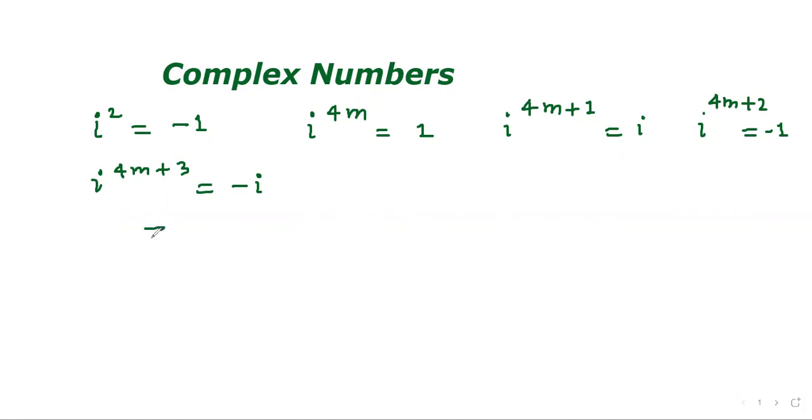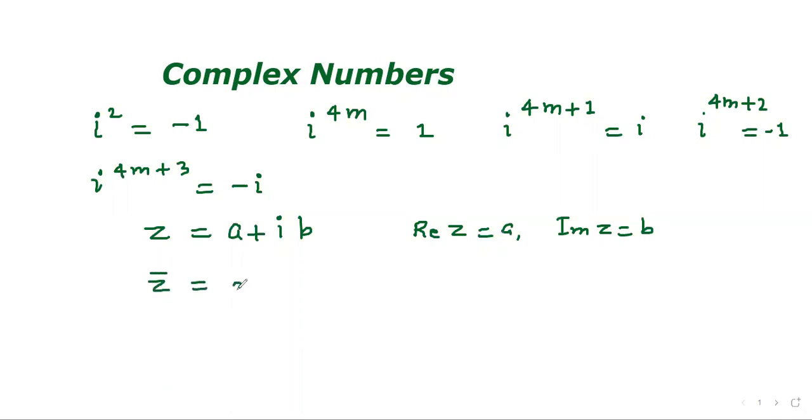Any complex number z is written as a plus ib or x plus iy, where a is real z and b is imaginary z. Complex conjugate z bar is written as a minus ib. If we multiply z by z bar, we will get a square plus b square.